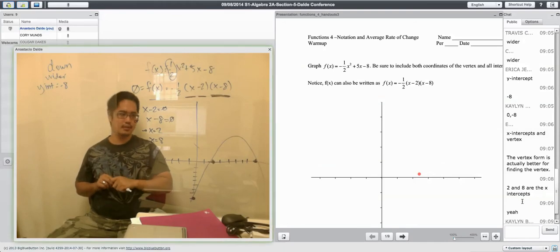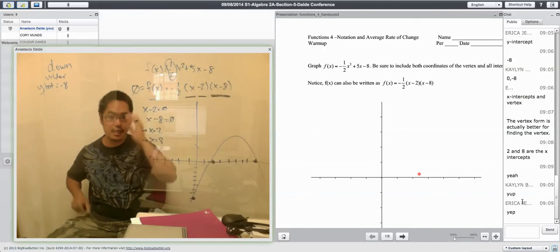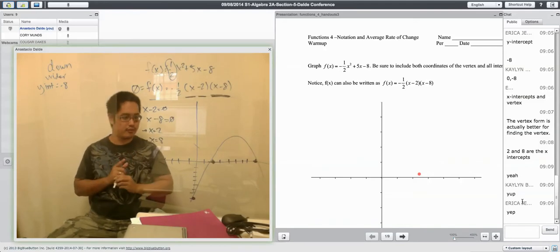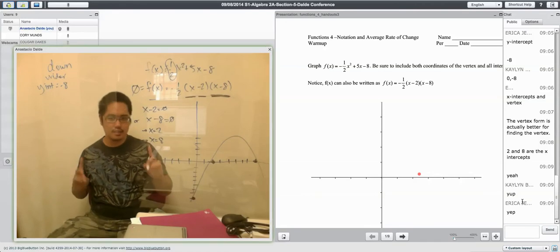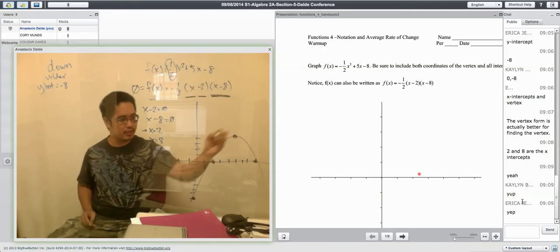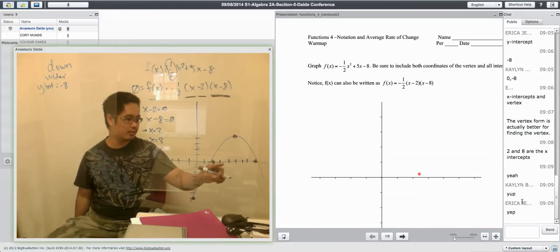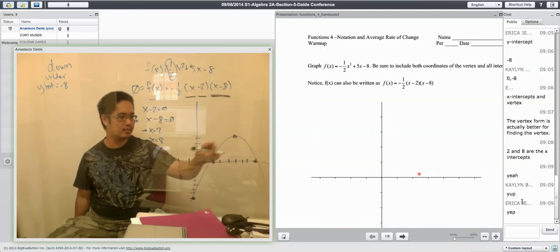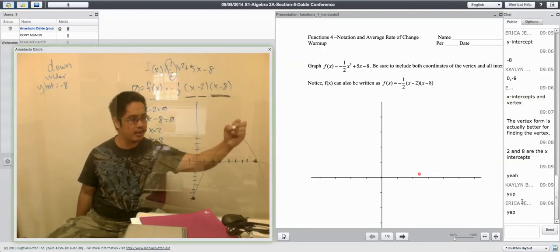Awesome. Now, let's take a guess as to where the vertex is. I would say the vertex is right here, so just by estimating it, it would be 1, 2, 3, 4, 5, maybe 5, 4. That's my guess, 5, 4.